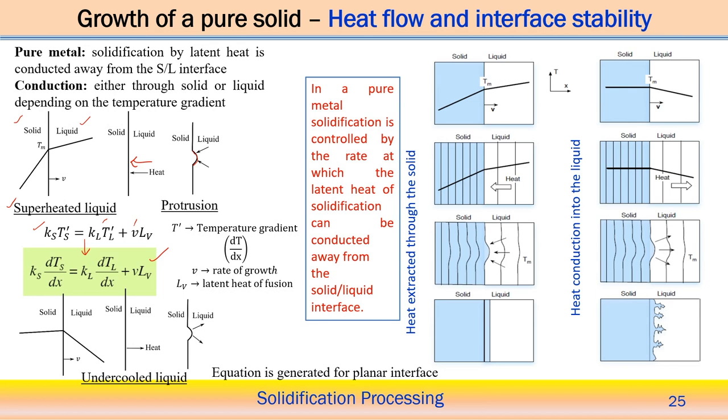Now what happens if there is undercooled liquid? Undercooled means that within the liquid phase there is a very localized position where the temperature decreases below the melting point temperature. In that case, in the liquid phase the temperature gradient may be much higher but at a very localized position, and in the solid phase the temperature gradient is low. So heat will be extracted from the solid phase to the liquid phase, and a small bump will be created. We are assuming the small bump is created, and the heat will be extracted in this direction because it is no longer a plane surface.